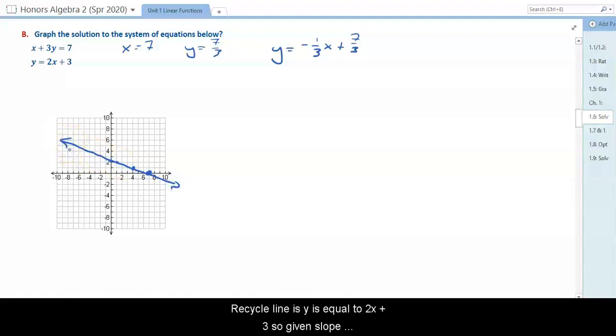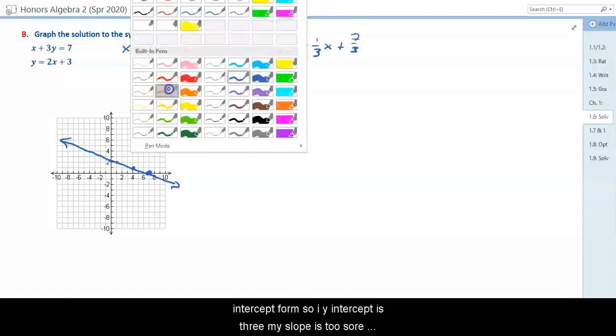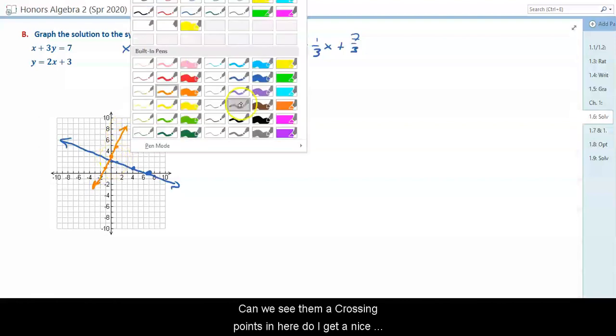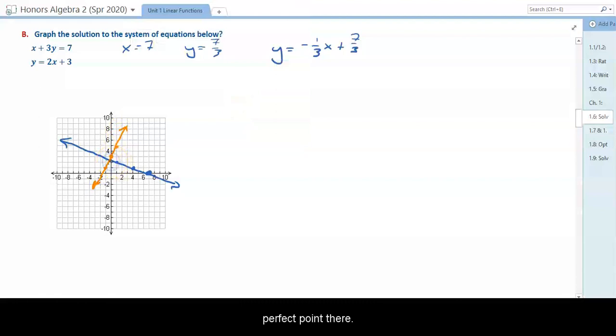Our second line is y is equal to 2x plus 3, so again in slope-intercept form. So my y-intercept is 3, my slope is 2, so I'm going to go up 2 and right 1, down 2, left 1, and we see that my crossing point's in here. Do I get a nice perfect point there to take?